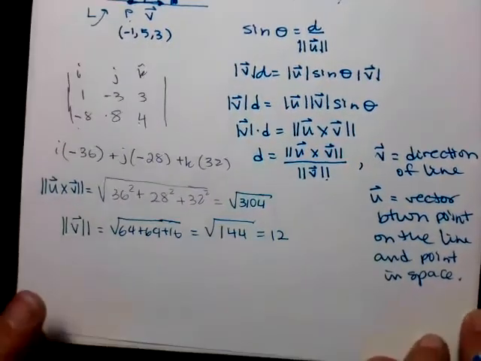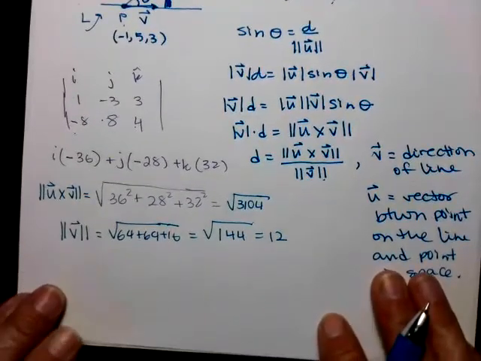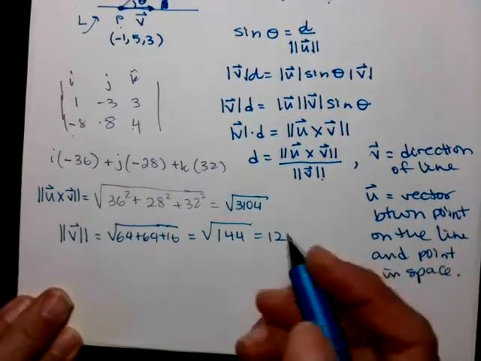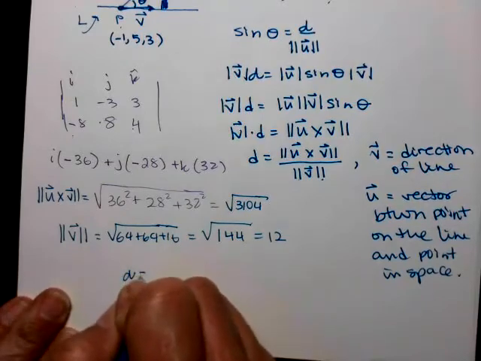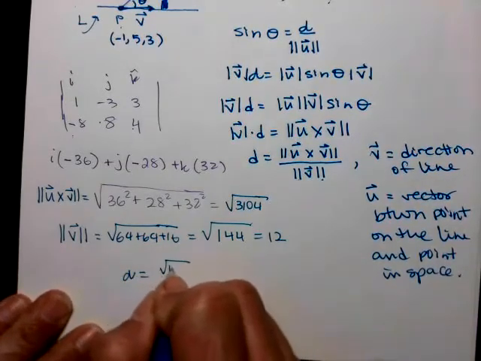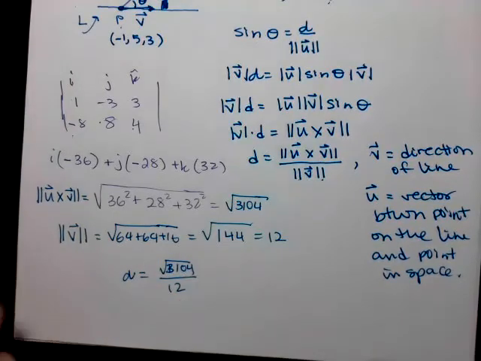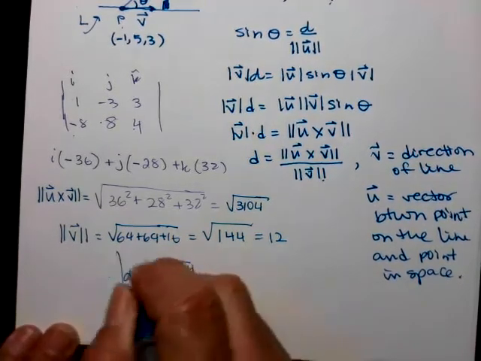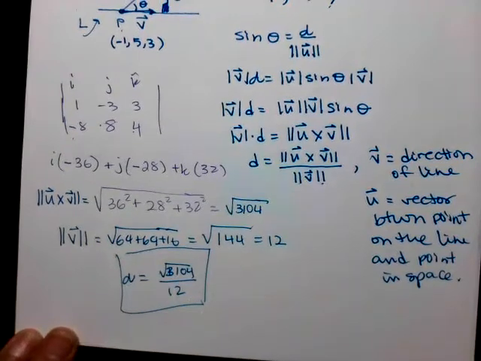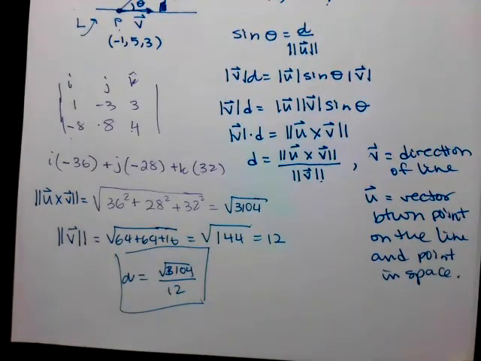So the shortest distance between my point 0, 2, 6 and the line given parametrically above is square root of 3104 over 12. Doesn't it seem like the square root of 3104 should be nice? Nope, it's not. Okay, there we go. There is the shortest distance between that line and that point.